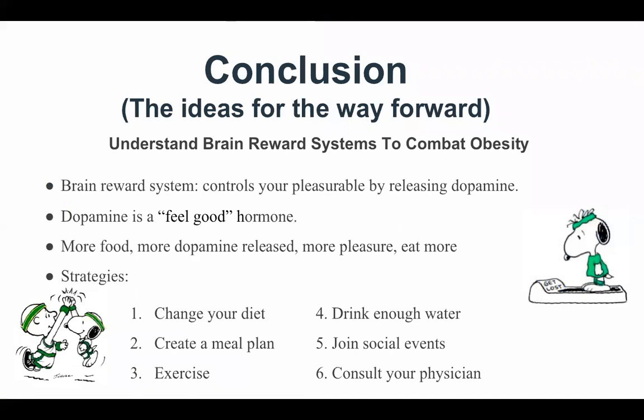The conclusion is the idea for the way forward. So I chose the brain reward system, because this system controls your response to any pleasurable experiences by releasing dopamine. The pleasurable experiences are like sports, exercise, sex, and of course food. And dopamine is the feel-good hormone.